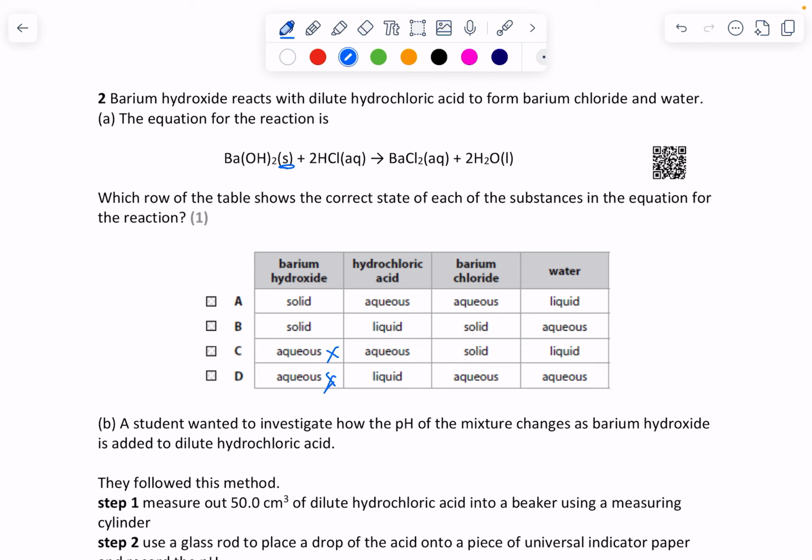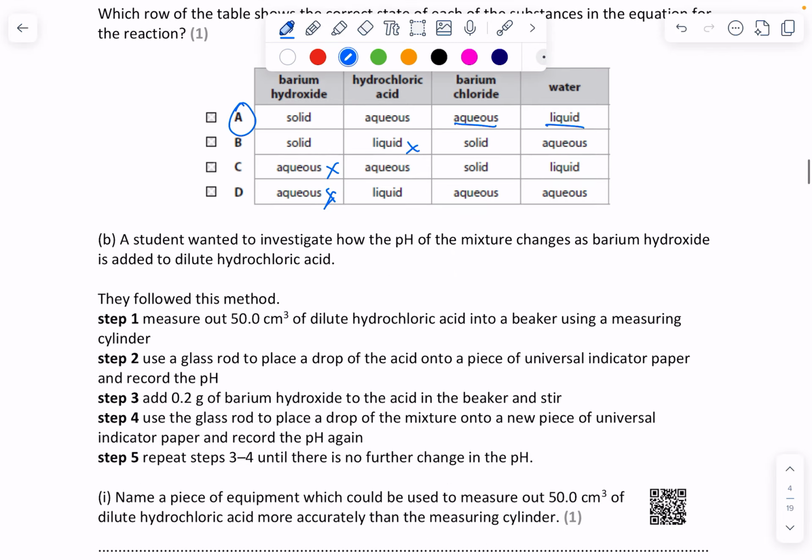HCl is aqueous. So we've got solid and aqueous for HCl. So that one is wrong. So the only right option is option A. And just to check, this one is aqueous, which it says here, and this one is a liquid, which it says here. So that's the first one.